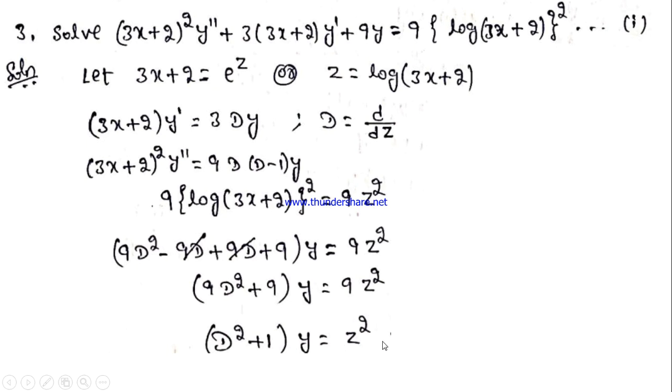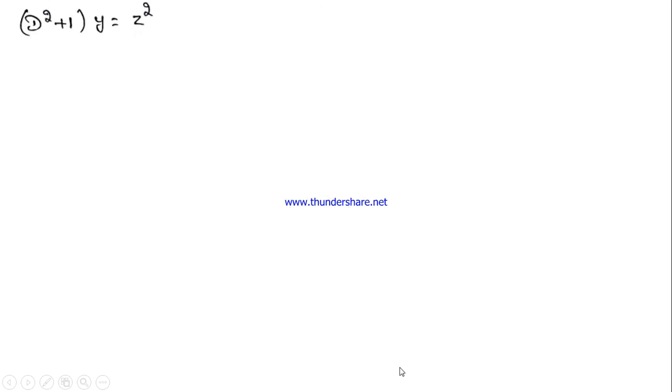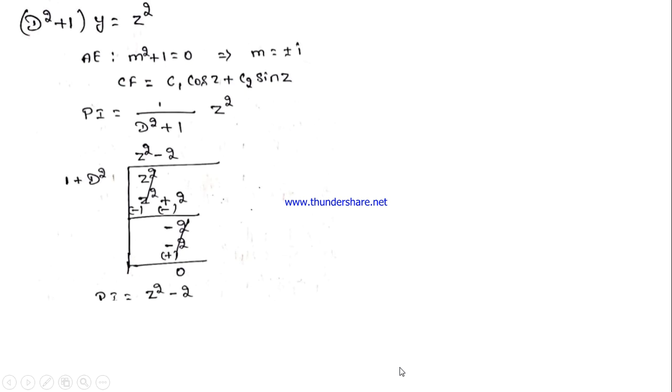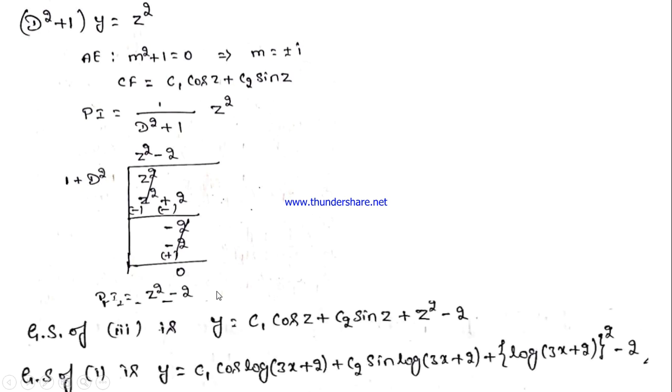And since this RHS is a polynomial, you are supposed to employ the division method for that, and the complementary function part remains the same. So once you have found the solution of this, your general solution looks like this: c1 cos z plus c2 sin z plus z square minus 2. Here z is nothing but log of 3x plus 2. With that, this is what your general solution is. That's fine. So this is how any Legendre's equation under this heading works.